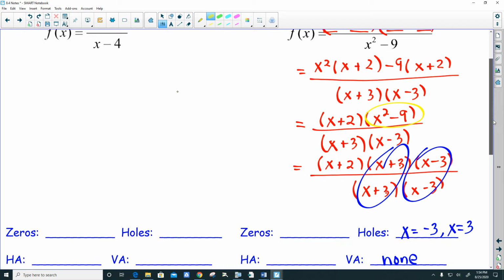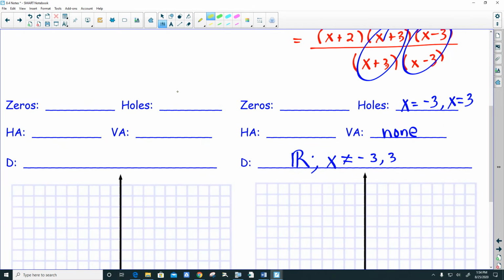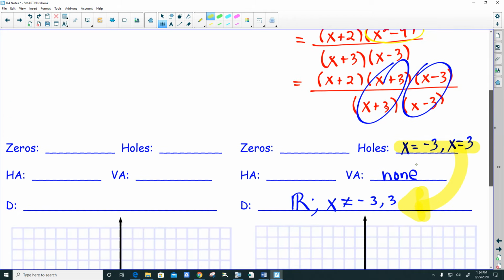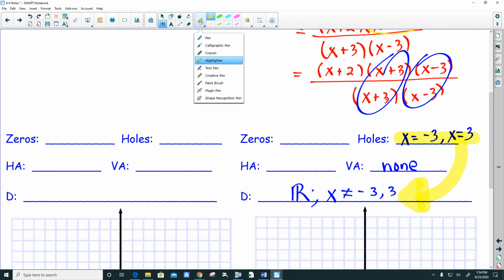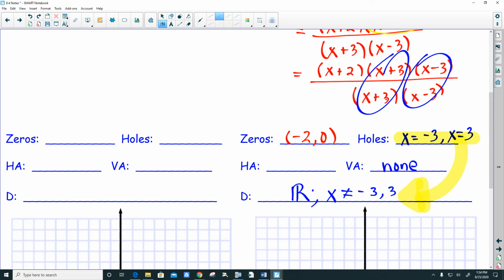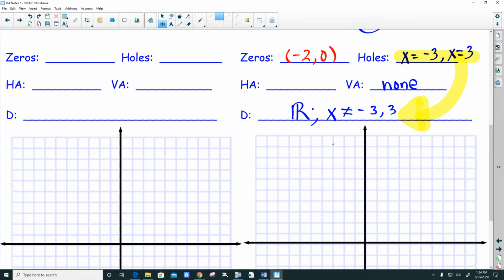So on this problem, we said there were no vertical asymptotes. However, here we said there were 2 holes. That's why I need to list those down here as my restrictions. Let's go back and look at our zeros here real quickly. The zeros are our x-intercepts. That's anything left over in the numerator once you've already accounted for holes. There's still an x plus 2 factor in the numerator, so that means that this graph is going to cross the x-axis where x is negative 2.